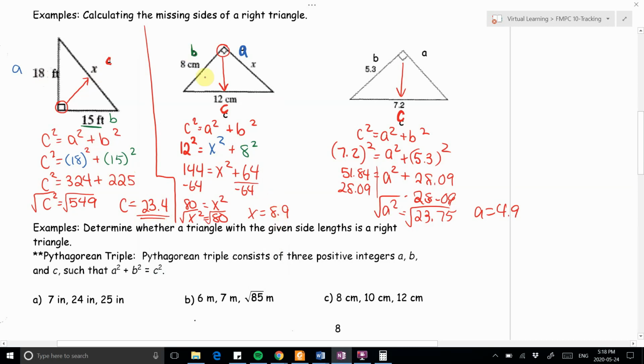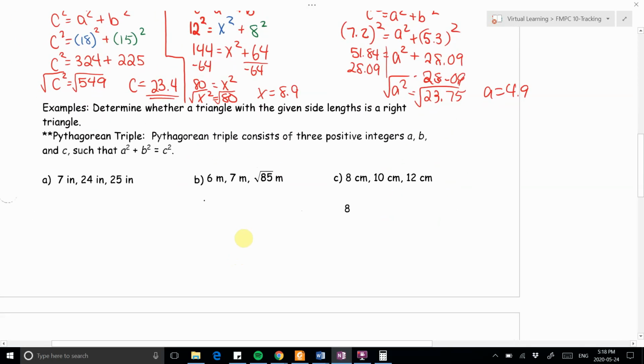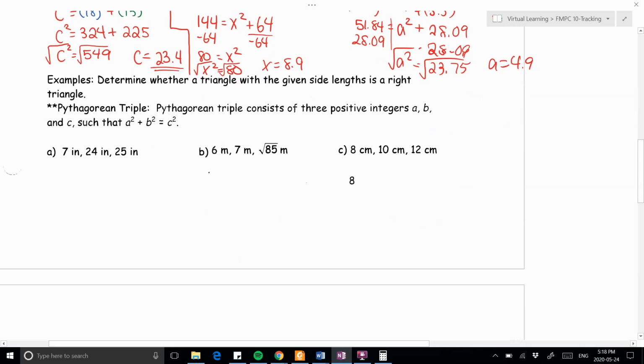Here, 8.9 is smaller than 12, so 12 is the biggest number. It's kind of a quick check to see if we've done our math right. If you get some crazy number that doesn't make sense, it tells you that something's wrong. Maybe you forgot to square root it. For example, if I had gotten 23.75, that doesn't make sense because it's so much bigger than my hypotenuse. So that's a good check to see if you've got the right idea.